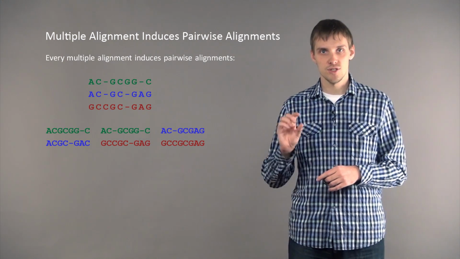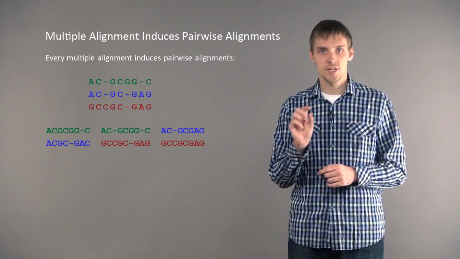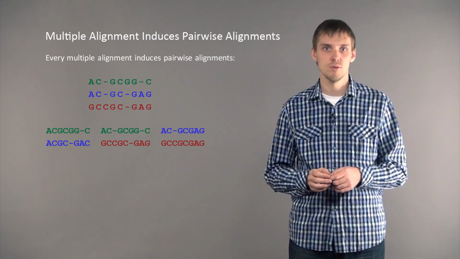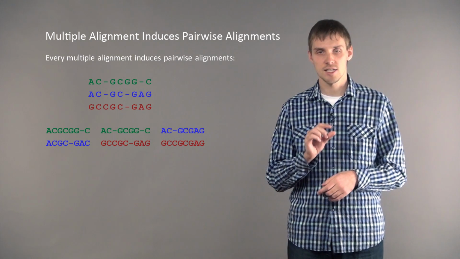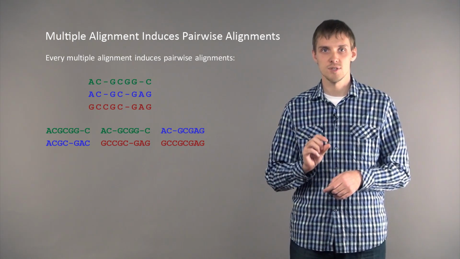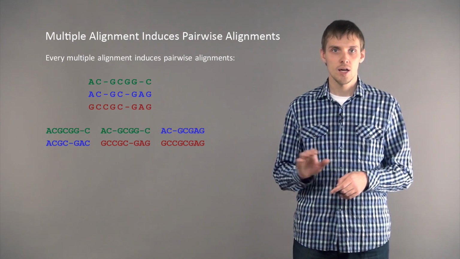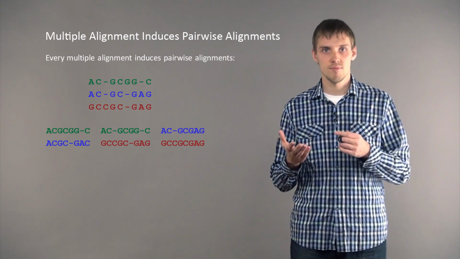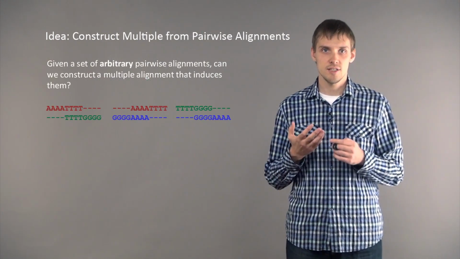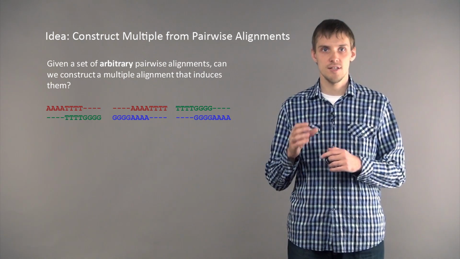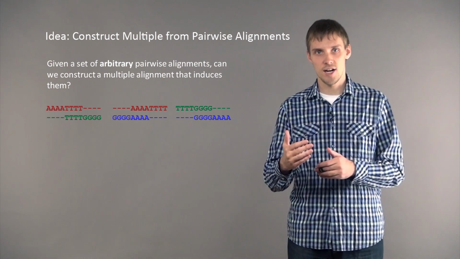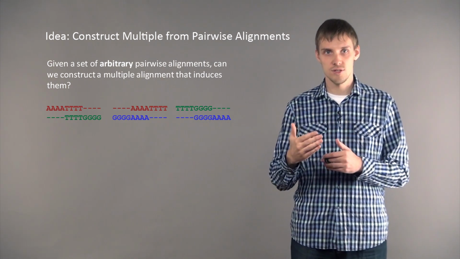Every multiple alignment induces pairwise alignment. You can take 2 rows any way you want, and you will get a pairwise alignment of these 2 sequences, which is induced from this multiple alignment. But can we find multiple alignment from pairwise alignments? In general, no, because given a set of arbitrary pairwise alignments, we cannot construct a multiple alignment that induces them.